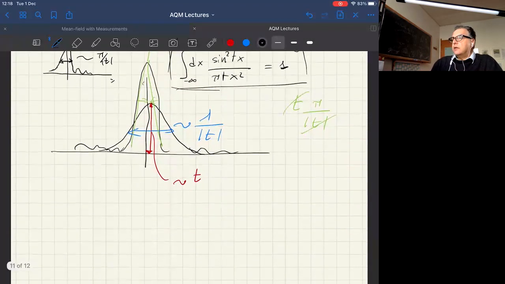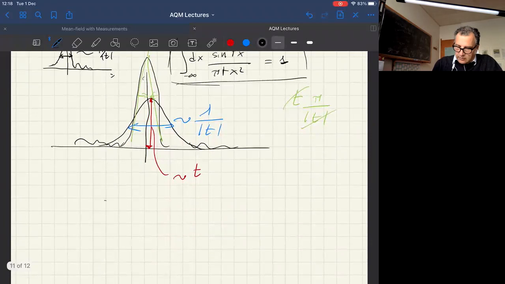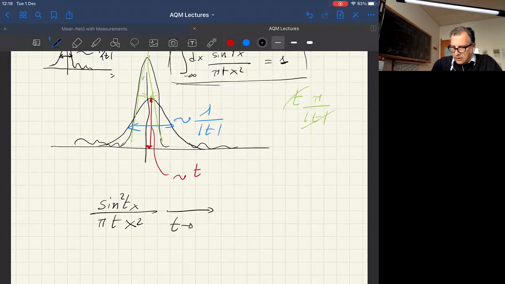So it turns out that this is one of the representations of the delta function, the Dirac delta function. So sine squared of Tx divided by pi T x squared, when T goes to infinity, becomes the delta function, delta of x.